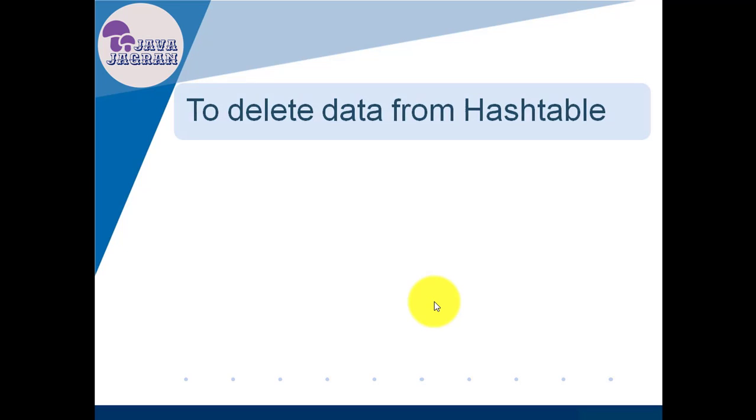Next is how to delete data from the hash table. For deleting, there is only one method called remove. You have to pass the key into the remove method. If data exists with that key, it will remove that entry from the hash table and return the value that was removed. If no record is mapped with that key, it will return null. That is the remove method.